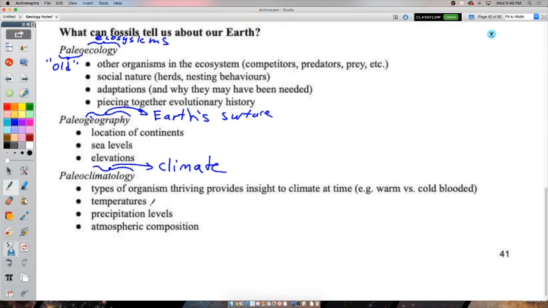And as well, the atmospheric composition for the same reason. If there's lots of oxygen in the atmosphere, life is going to be going really well. If there's not a lot of oxygen, right? Think back to the Cambrian explosion. When there's not a lot of oxygen, life can't really thrive. So, especially bigger life, right? The bigger the life is, the more oxygen there needs to be in the atmosphere to support it.